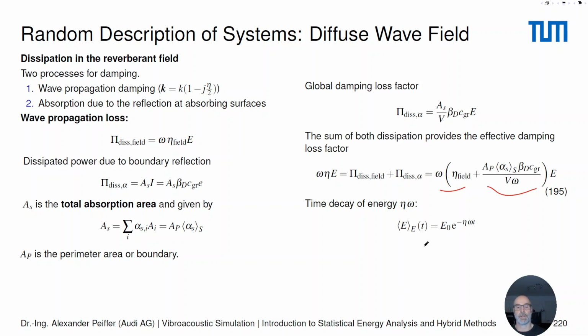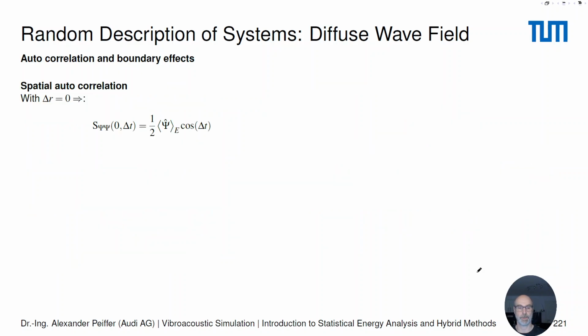This means when we have an energy, we will have an energy decay, which is given by this. Starting at time 0, we will have an exponential function that decays by e to the power of minus eta omega t, where eta is the damping loss factor. Good. Okay. So now let's come to another option.